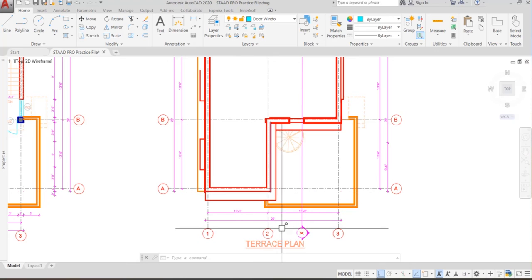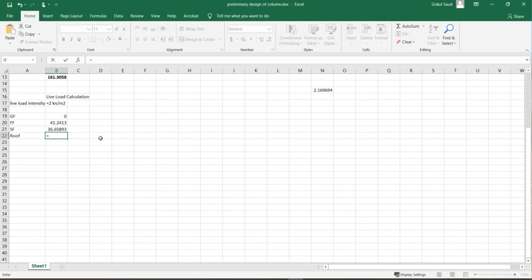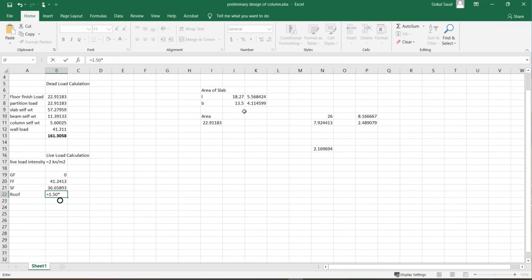You can get this information from IS 875 part 2. If the roof is accessible, it's 1.50, and if the roof is inaccessible, the live load intensity is 0.75 kilonewton per meter square. So I'll use 1.50 times the area. The area is this, and hit enter. This is the total load on the roof.